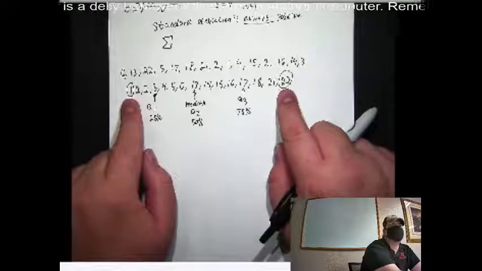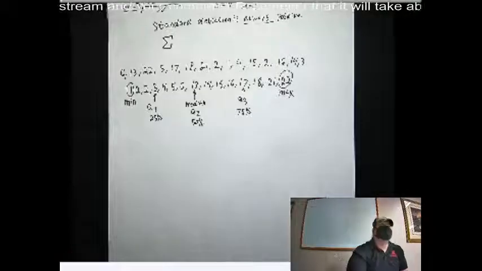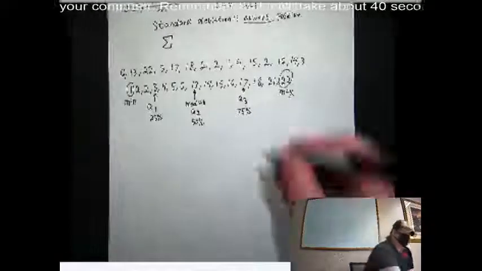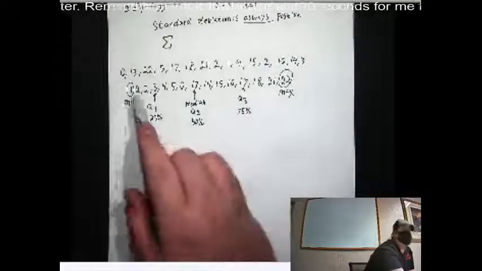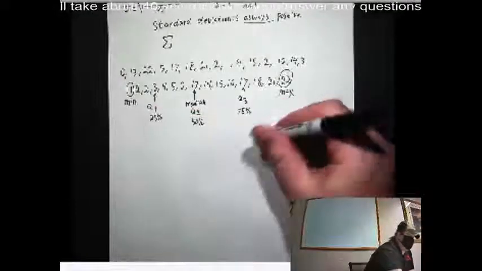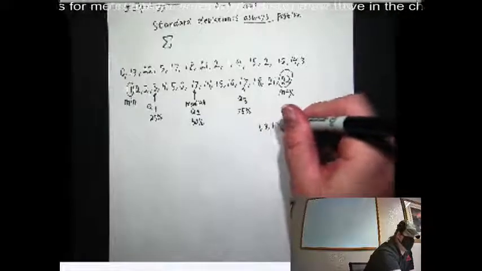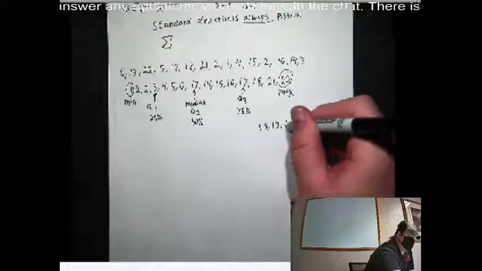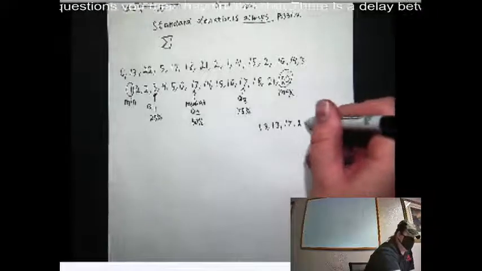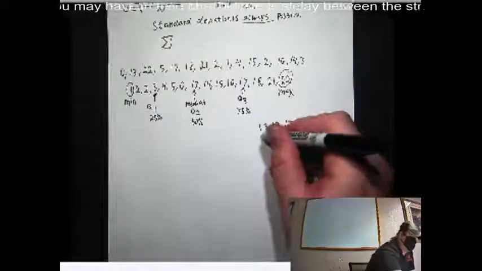So again, if we include the minimum and the maximum, we have the entire range of our data. So for our 5-number summary, what we would say is our 5 numbers are just these that we've pointed out. So 1, 3, 13, 17, and 22. This is our 5-number summary.